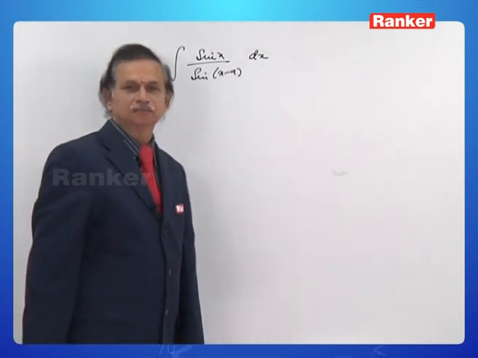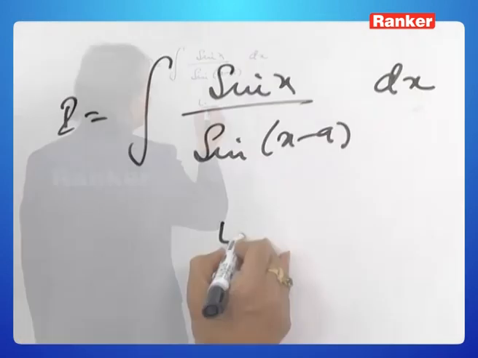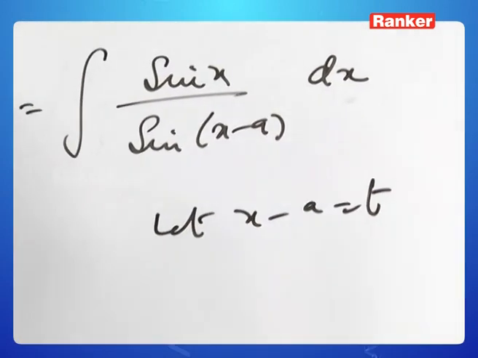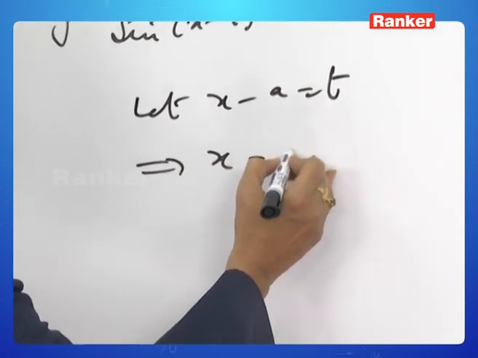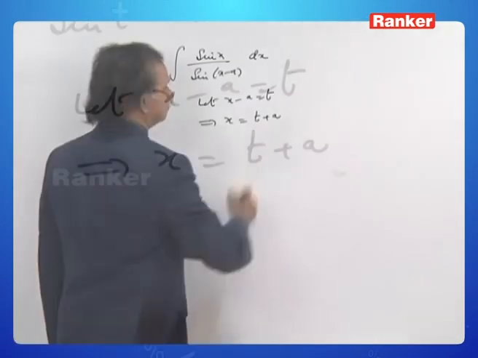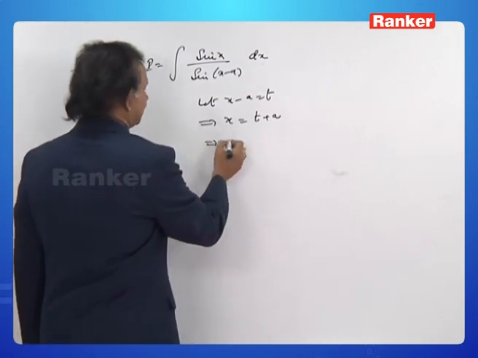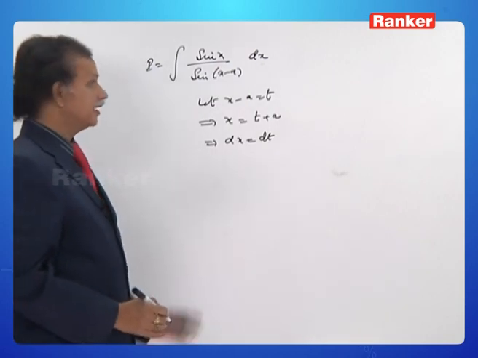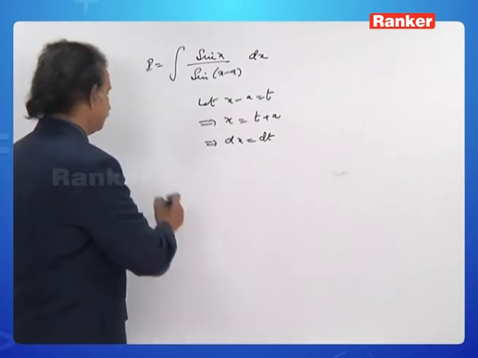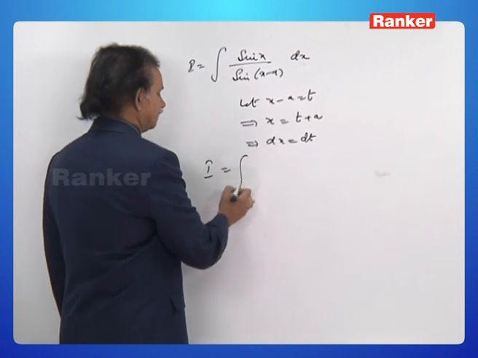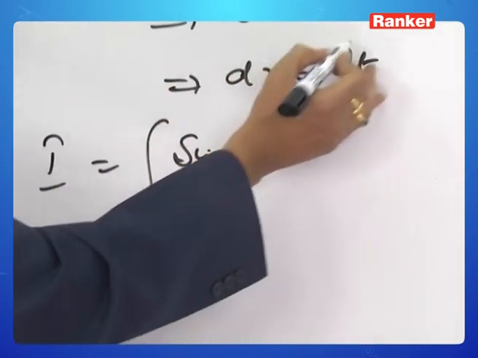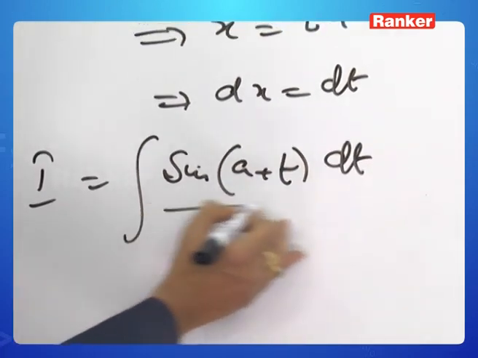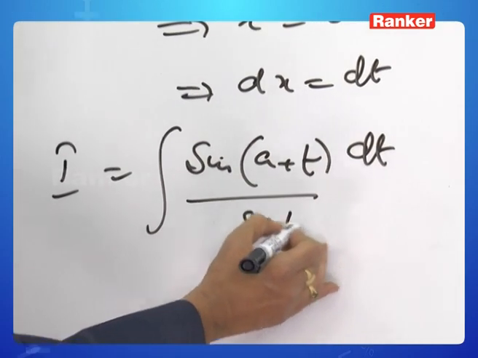Let me take it as I. Now we see, let x minus a is equal to t. Automatically x is therefore equal to t plus a, or a plus t. dx is equal to automatically dt. Now think of the fate of I. I is therefore equal to sin of x, means a plus t, dx means dt, sin x minus a means sin t.